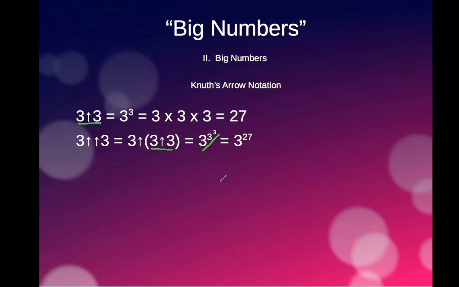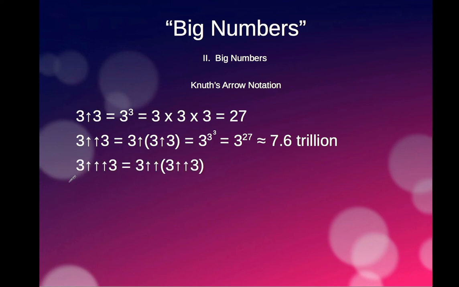Now, you may already guess, this is actually a huge number, something like 7.6 trillion. So it's a big number. And you might be starting to see a pattern here. Next, we have 3 triple arrow 3. 3 triple arrow 3 means take double arrows and stretch them out. But we already know, right, this guy here is just the same as this. Which means it's the same as this. So this gets big really fast.